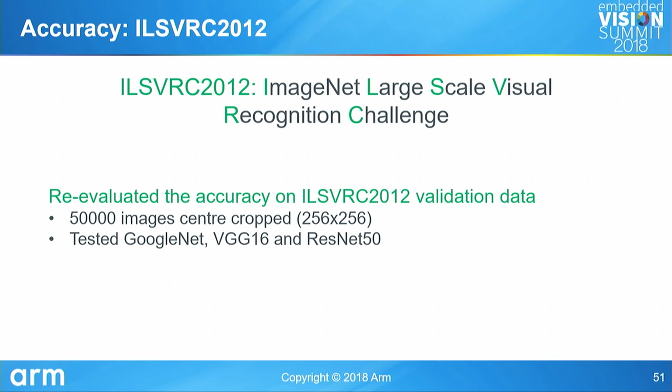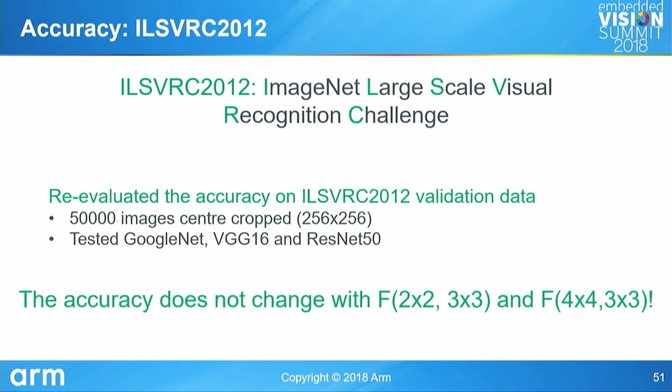We evaluated the accuracy on the validation data of the ILSVRC 2012, which is a challenge held every year to evaluate the state of the art in image recognition using neural networks. We evaluated 50,000 center cropped images. We evaluated the accuracy on GoogleNet, VGG16, and ResNet 50, and this is what we have seen. The accuracy does not change with both Winograd 2x2 and Winograd 4x4 output tile, which is definitely great.